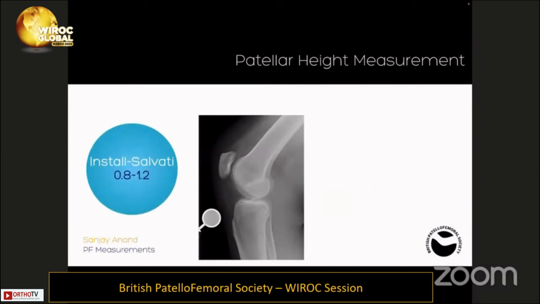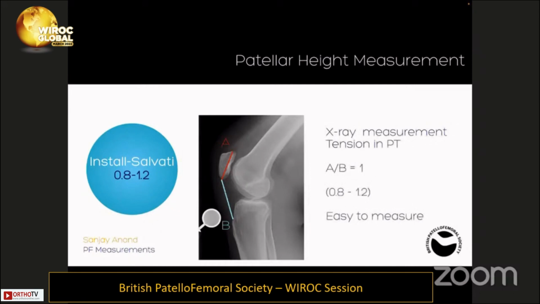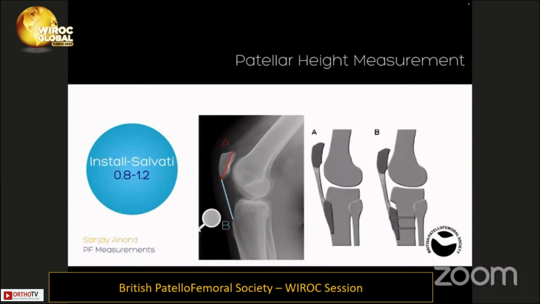Insall-Salvati is a calculation based on the length of the patella and the distance along the patella tendon down to its insertion to the tuberosity, which is the blue line on the image. And then you just divide one by the other. It's important you have tension in the patella tendon, so you must make sure you've got at least 30 degrees of knee flexion occurring. And the normal on average is about 1, but there's a spread from 0.8 to 1.2. And of all the measurements, it's probably one of the easiest and has the highest intra-observer reliability. But the problem with it, we talked earlier about measuring post-operative measurements as well.